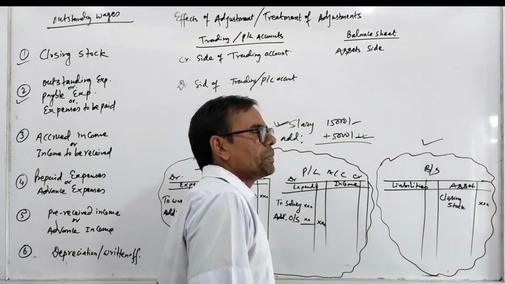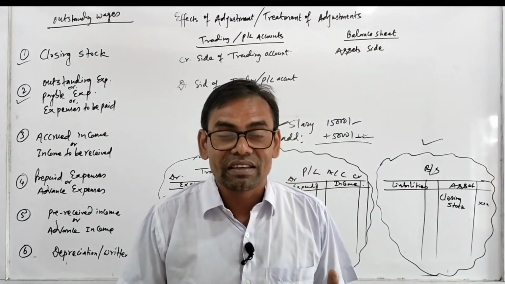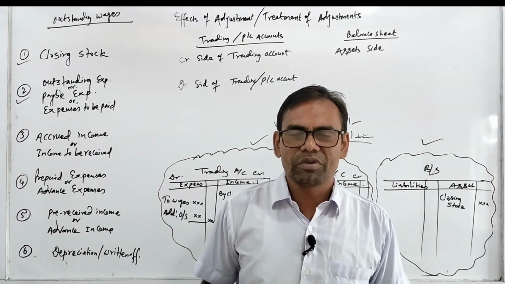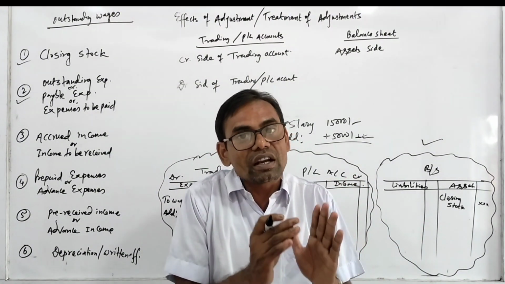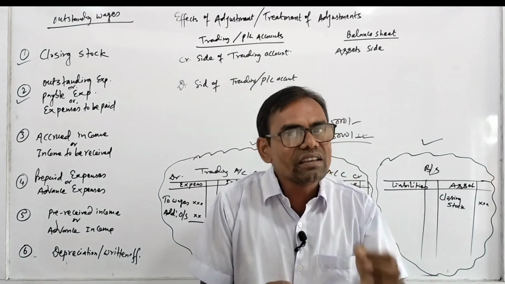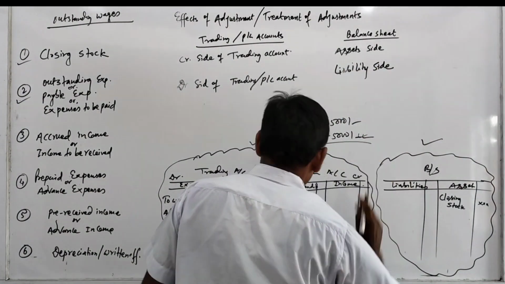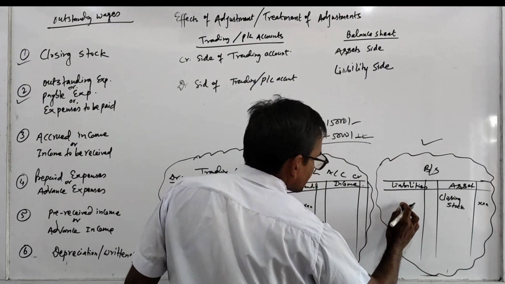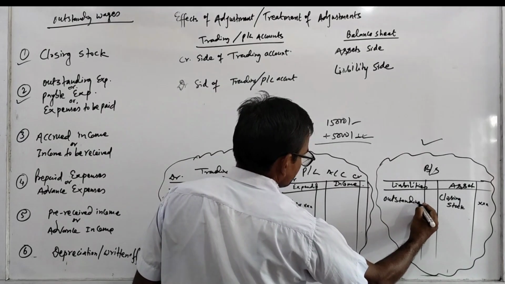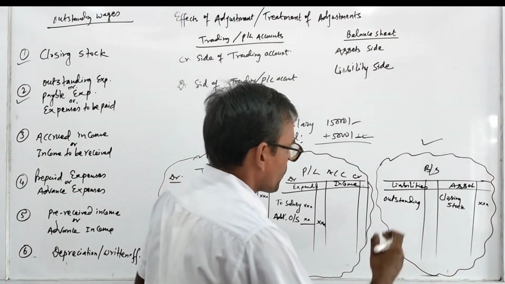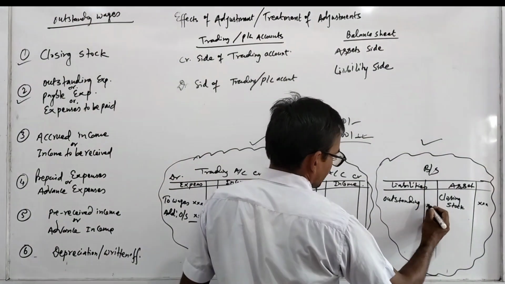And another, because it is outstanding, it is liability, because the company should pay. It is due expenditure but not paid, so it is liability, and therefore it should be written in liability side. It means you have to go in balance sheet, and here you have to write outstanding salary, wages, commission. What types of expenditure you have to write outstanding here.